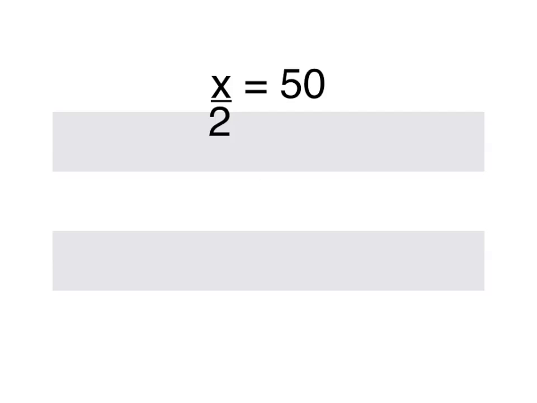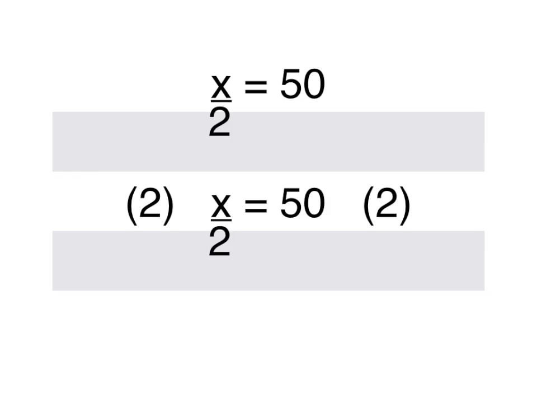Okay, next one. X over 2 equals 50. We have a number, we take half of it, and we get 50. So what do we divide by 2 to get 50? Well, clearly 100. Now let's work through this. We'll see we get that. We undo divide by 2 by multiplying by 2. Multiply both sides by 2, and we get 100.